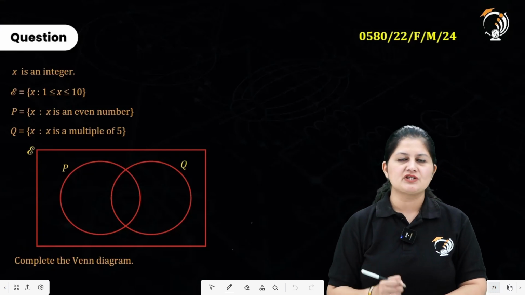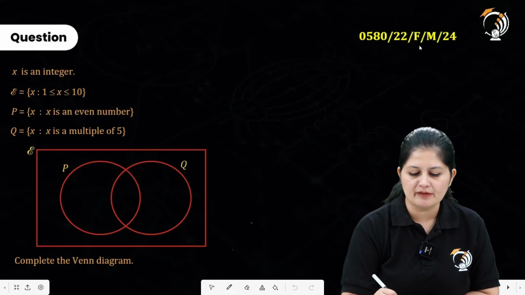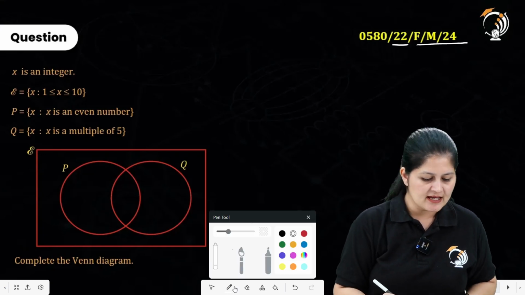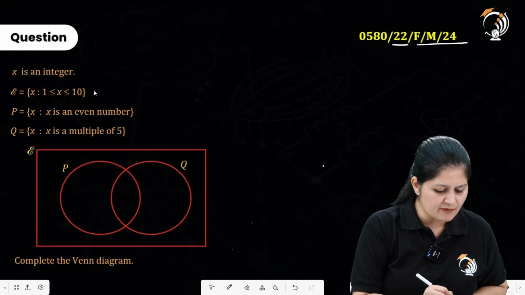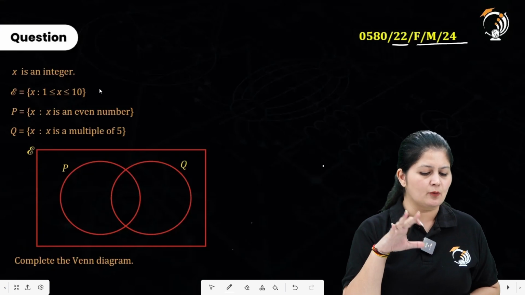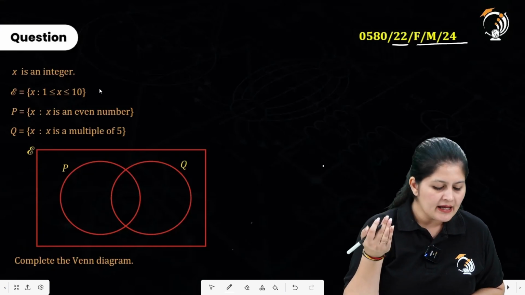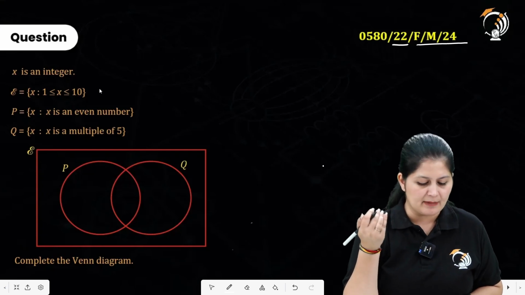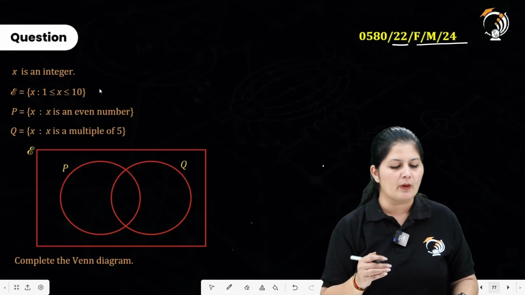Moving to the next question, which is from the paper of February-March 24 from variant 2-2. Right here, the question says that there is a universal set, represented by E, such that x lies between 1 and 10, both included. P represents where x is an even number and Q represents where x is a multiple of 5, and we need to complete the Venn diagram.